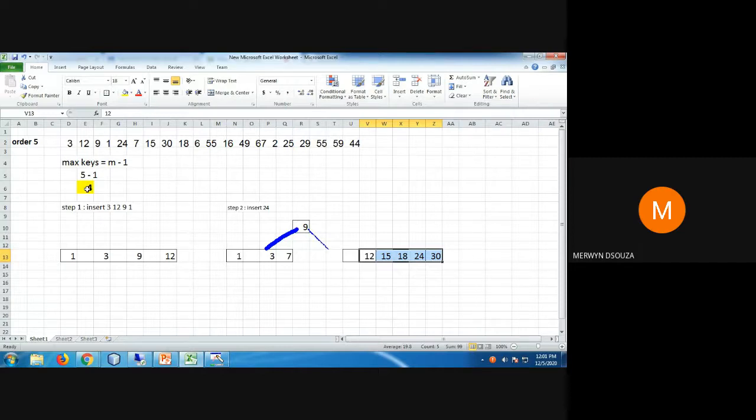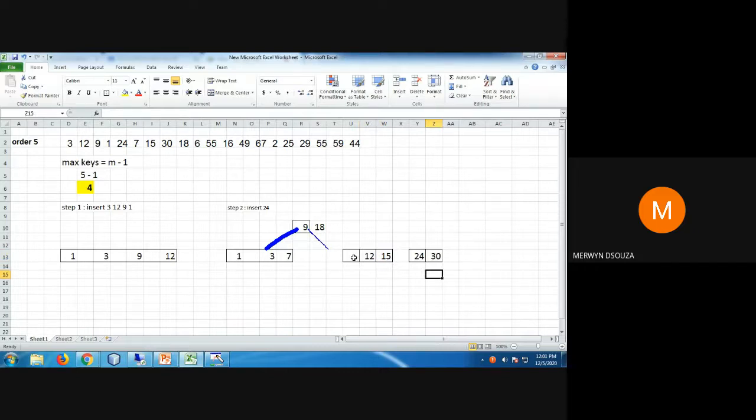So what do I have to do? I have to split. So I take this middle value and put it in the parent node. This will become the left leaf, and this will become the right leaf. Left leaf and right leaf.